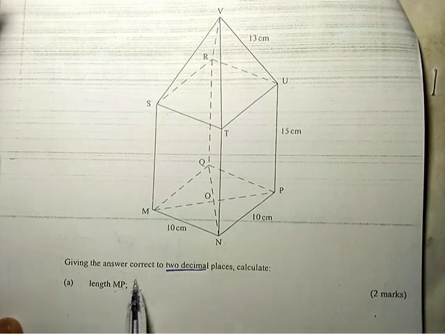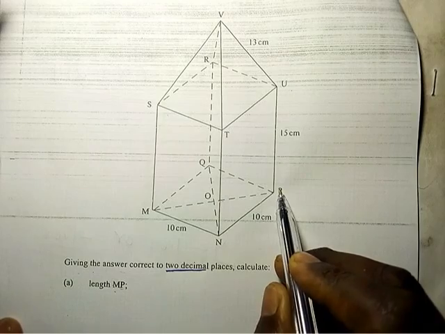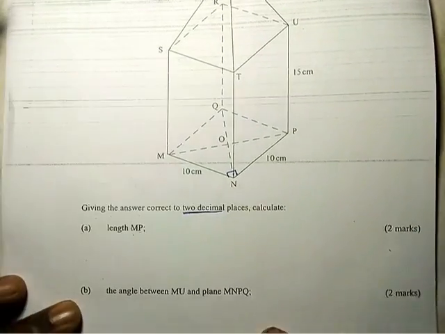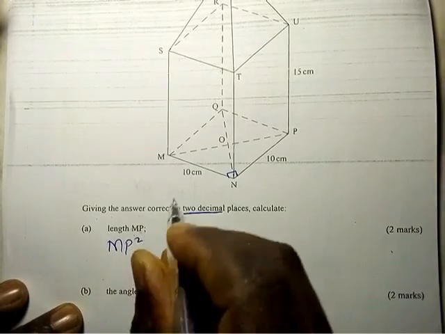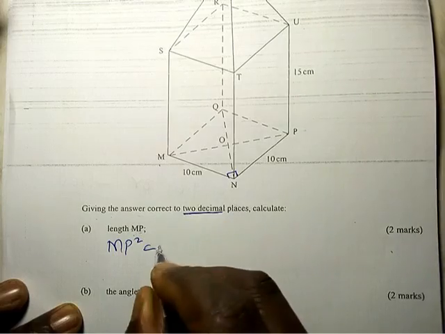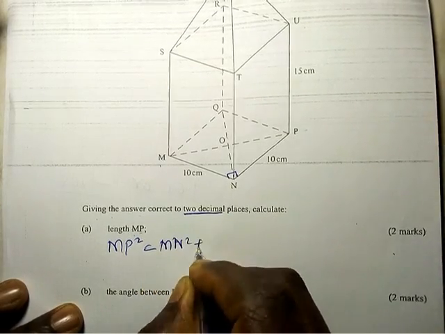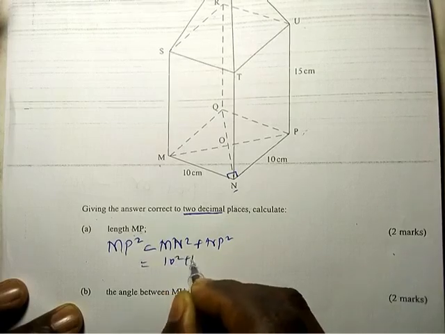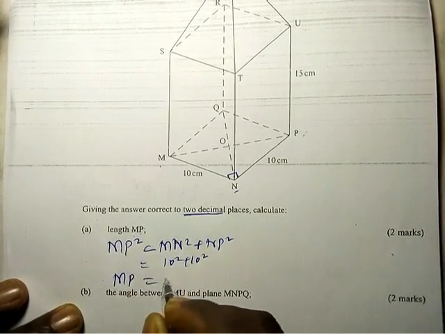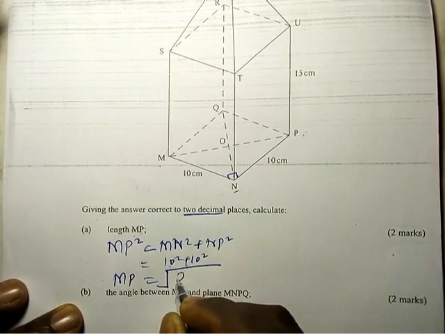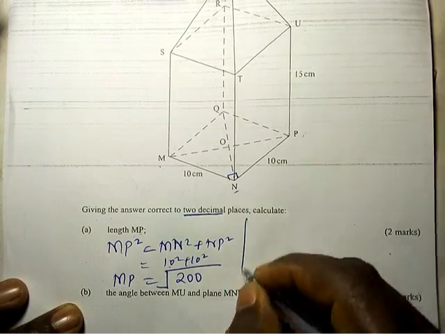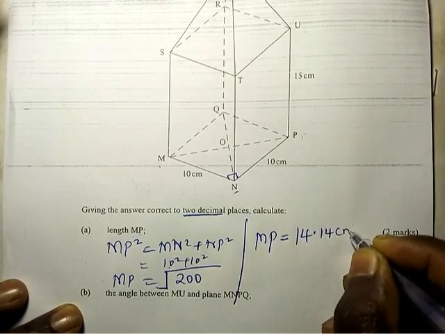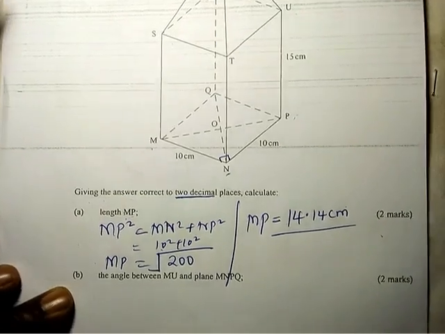Calculate the length MP. That is very easy because remember this angle here is 90, so it forms a right angle triangle. So MP square will be equal to MN square plus NP square. So that is 10 square plus 10 square. So MP is the square root of 100 plus 100, which is 200. So MP is equal to 14.14 centimeters. Simple like that.